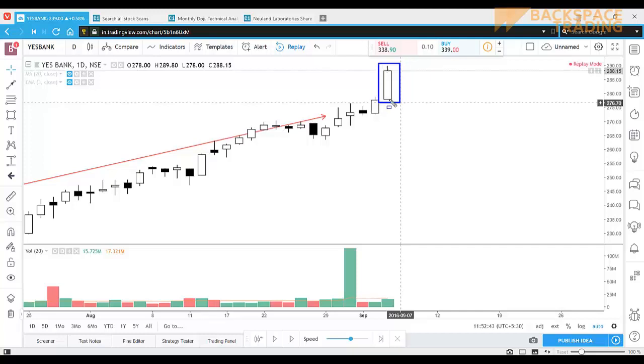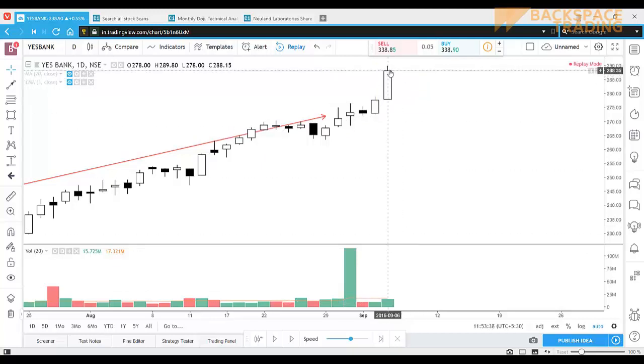There was a huge demand. What is the price? The price was around 290. See, this is before the split. At that time this was not the price. It's not 288 at this point. It was something different. Yes Bank had splits and other stuff, so the price is reduced over here. But either way, candles are candles. You don't have to go with the price.